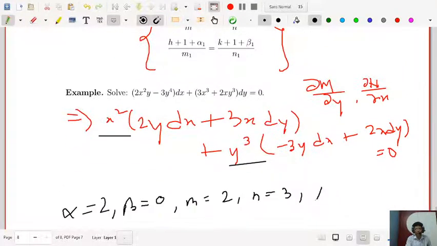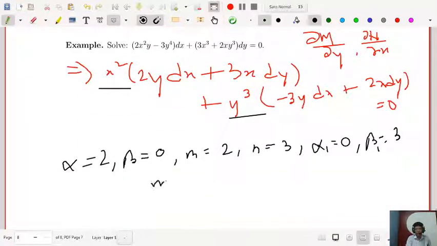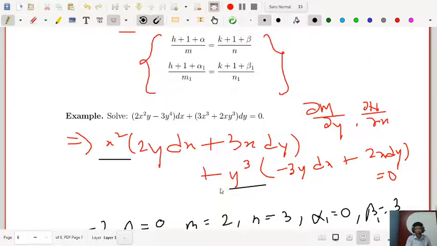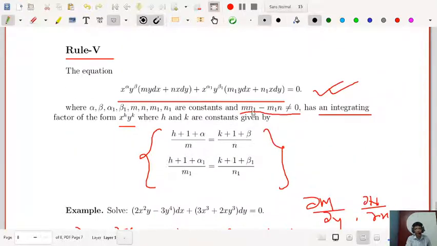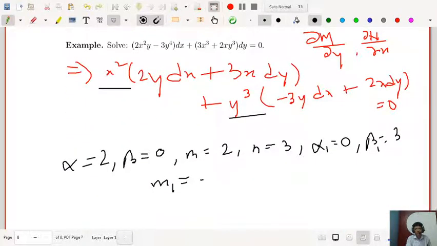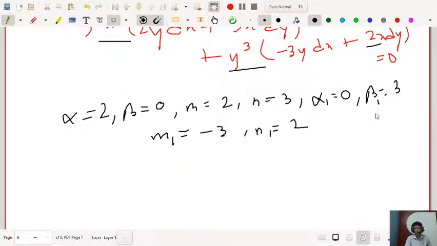Oh, alpha 1. Sorry. Alpha 1 is 0 here because there is no x. And what is your beta 1? Beta 1 is 3. And what is your m1? M1 is minus 3. Look at that, your m1 is minus 3. And what is your n1? N1 is 2. So these are the values.